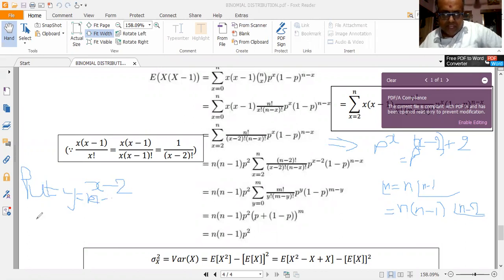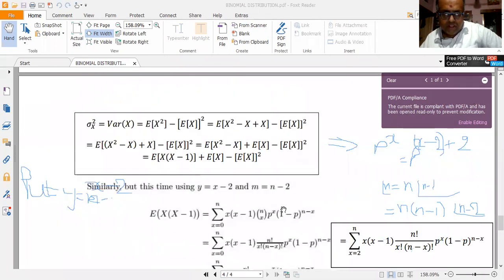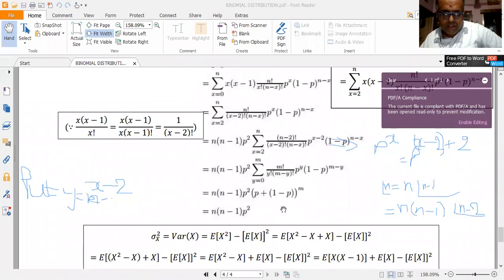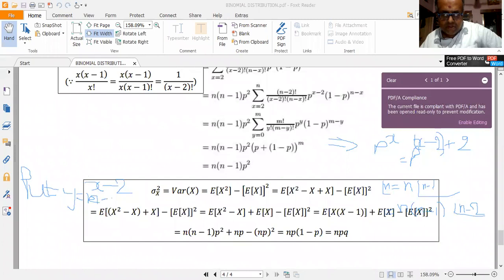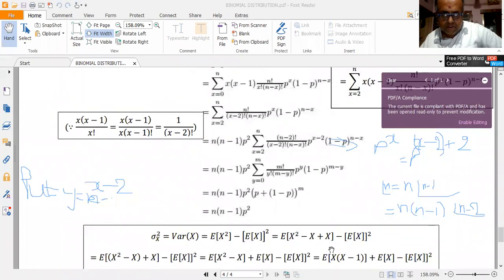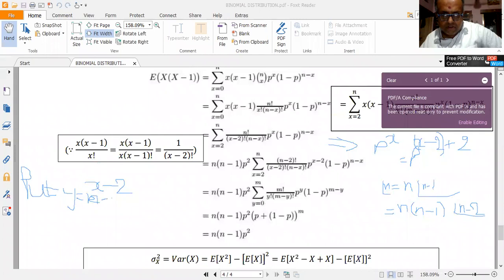Okay, and I am also putting m is equal to n minus 2.